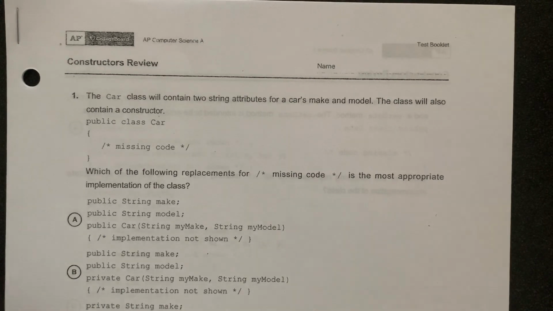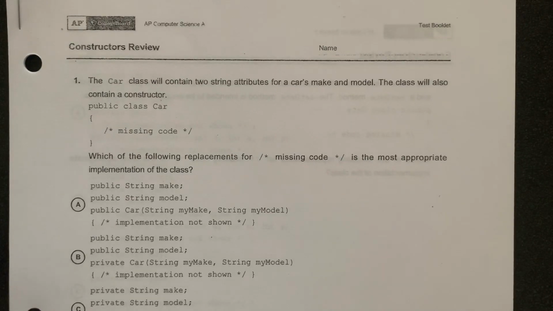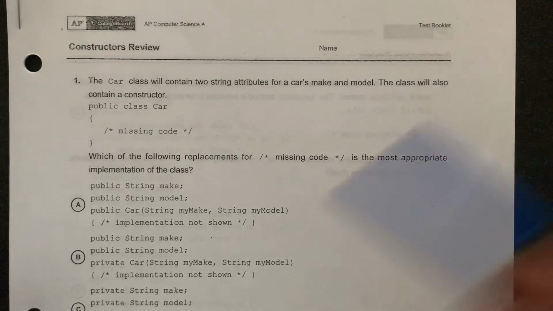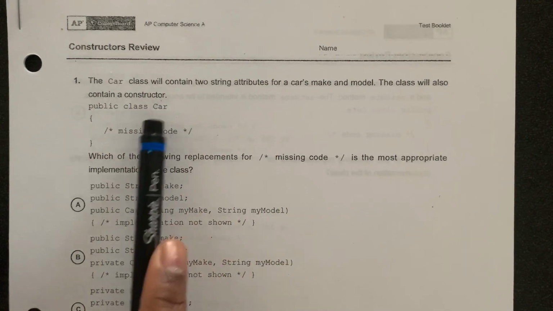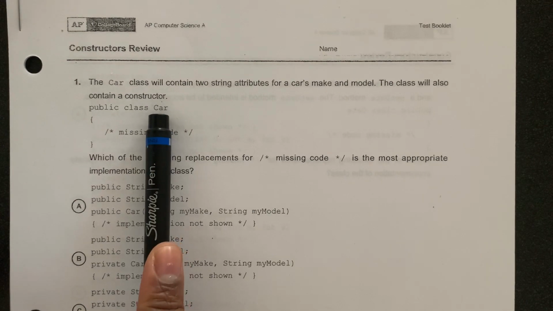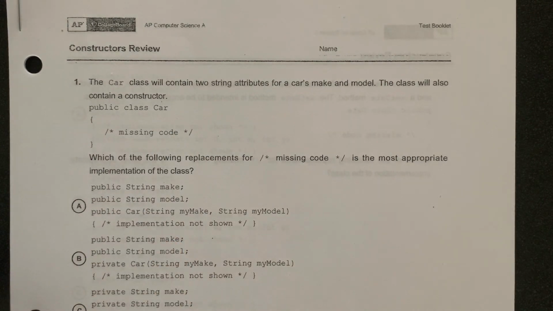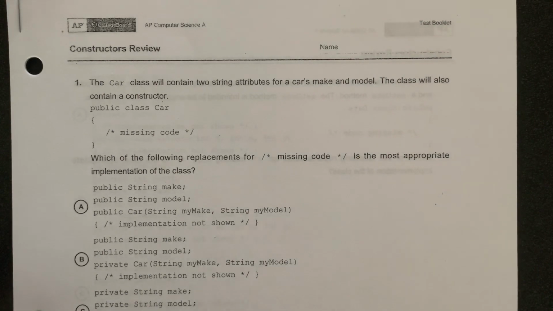All right, so starting out with number 1, we have the car class will contain 2 string attributes for a car's make and model. The class will also contain a constructor. So remember, constructor is just the same thing as the class name, and it's how we make objects, in this case of the type car. And we're answering the question of which of the following replacements for this missing code is the most appropriate implementation of the class.